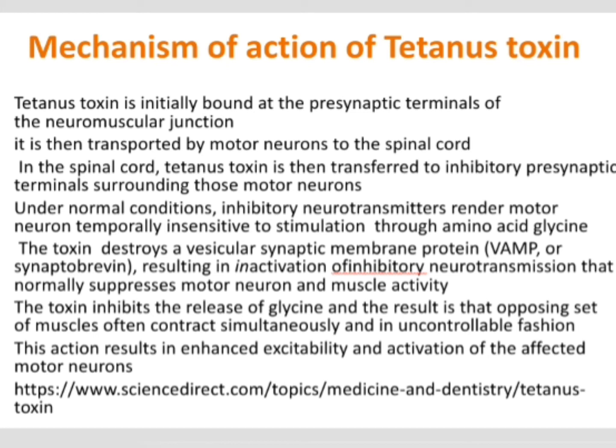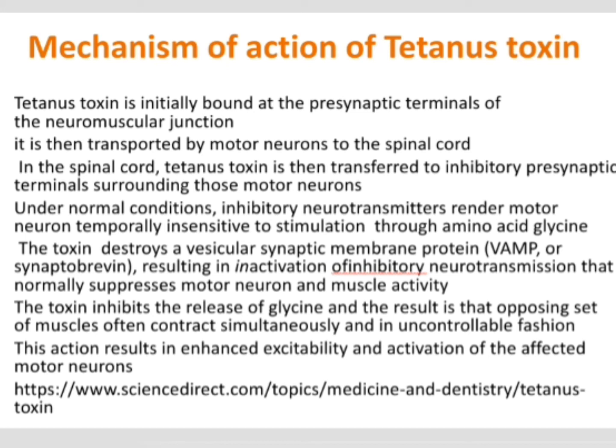So the toxin inhibits the release of glycine, and as a result the opposing sets of muscles often contract simultaneously and in an uncontrollable fashion. So it will result in an enhanced excitability of the muscle and activation of the affected motor neurons. Motor neurons get activated all the time, and muscle spasms will occur. So this is the mechanism of action of tetanus toxin.